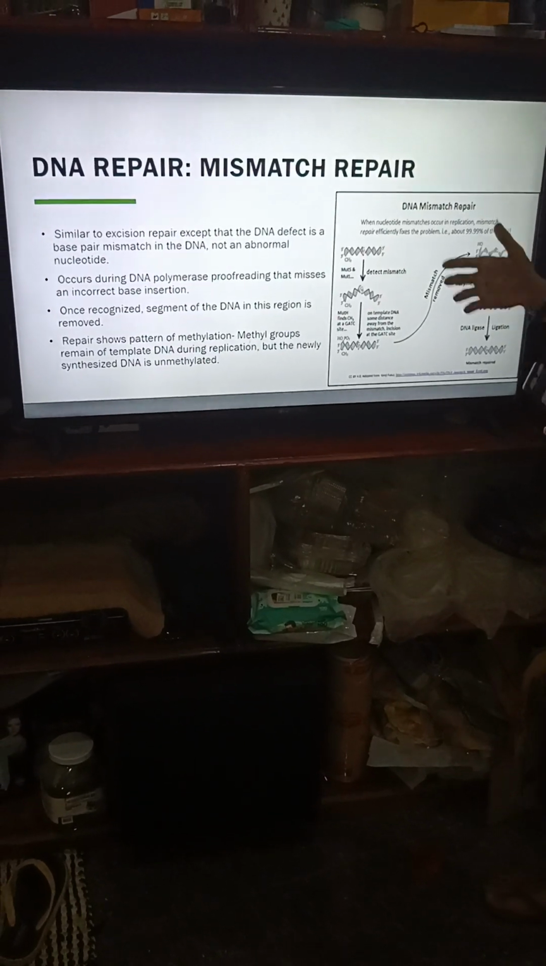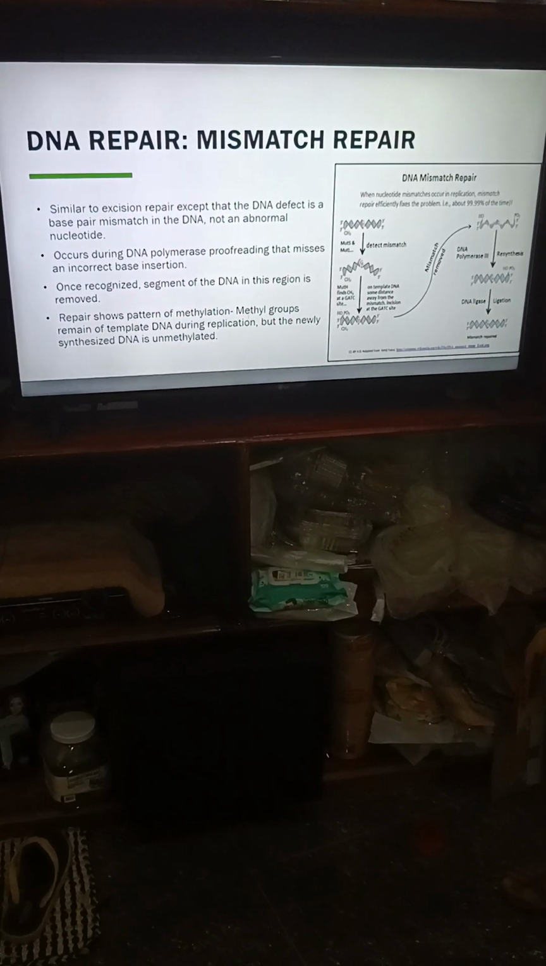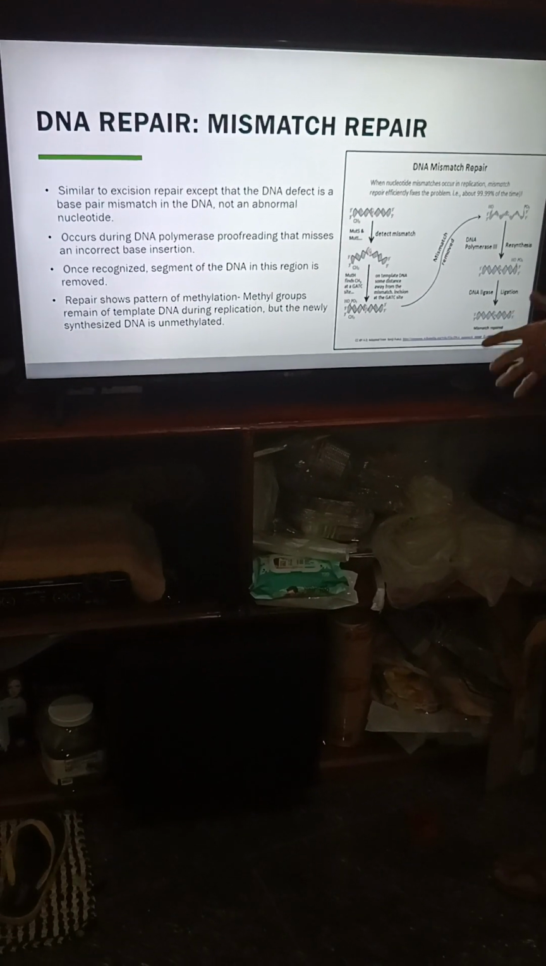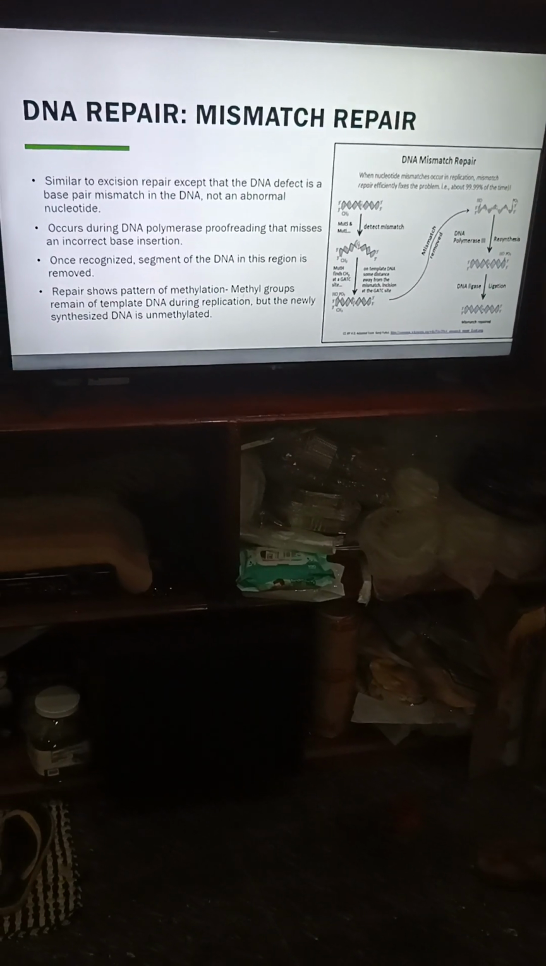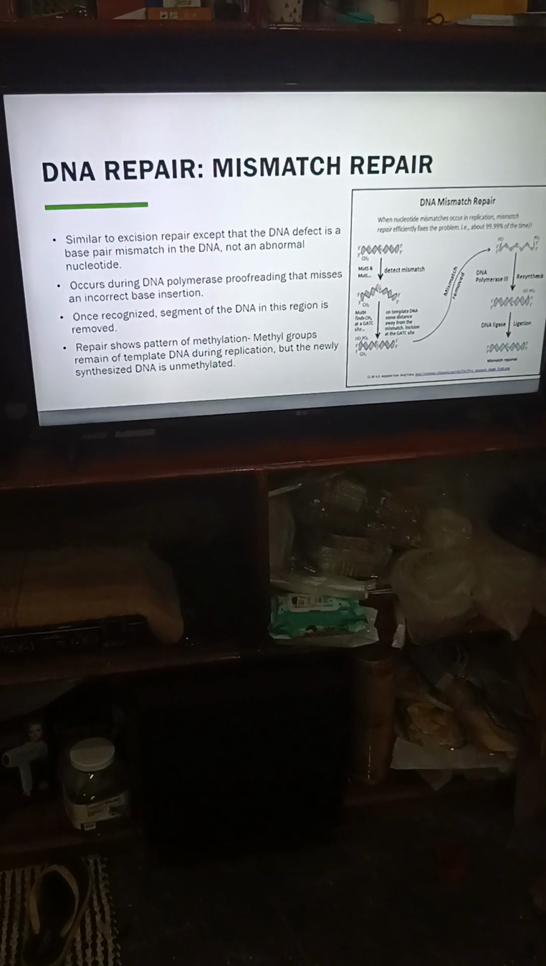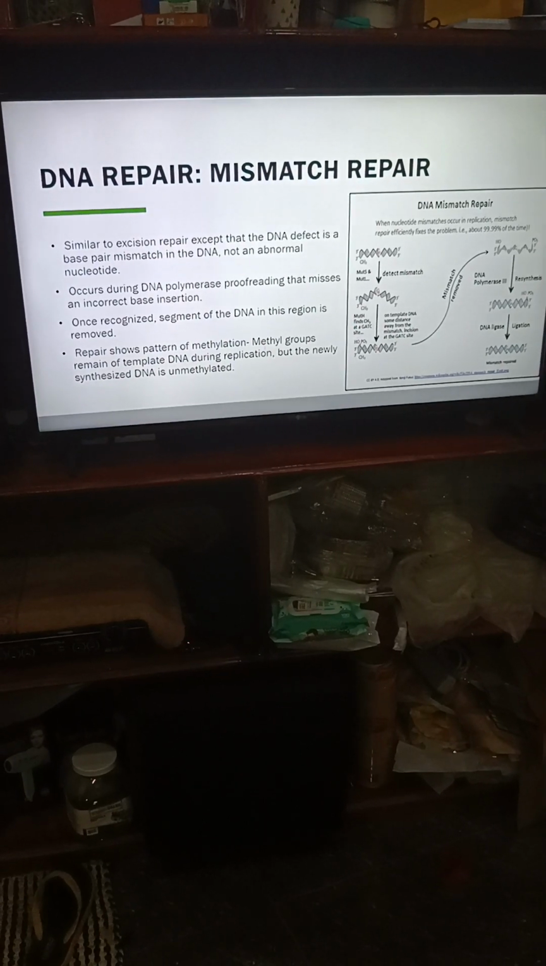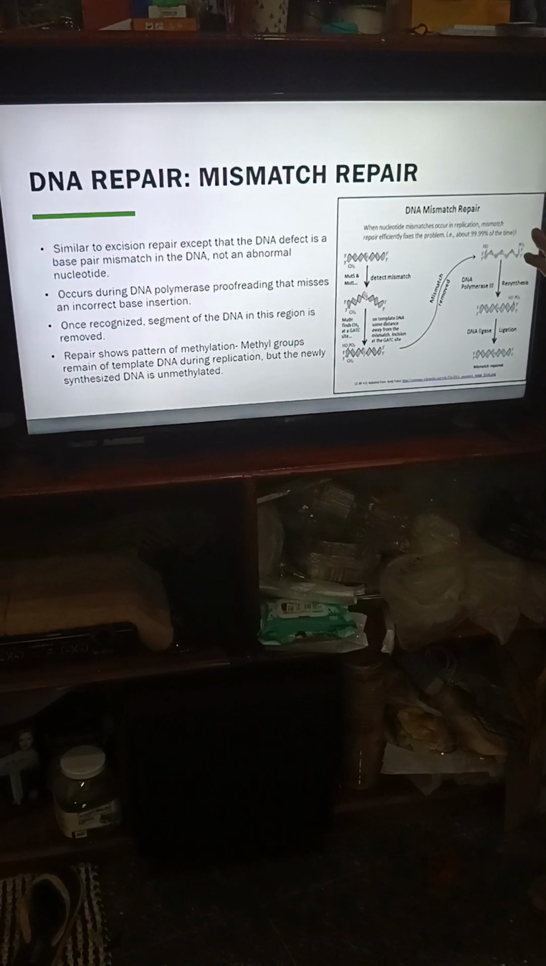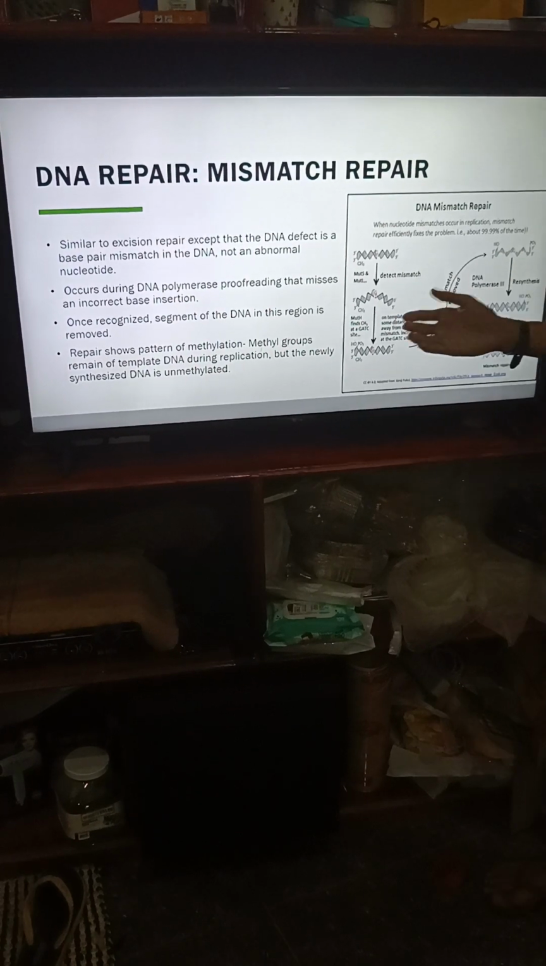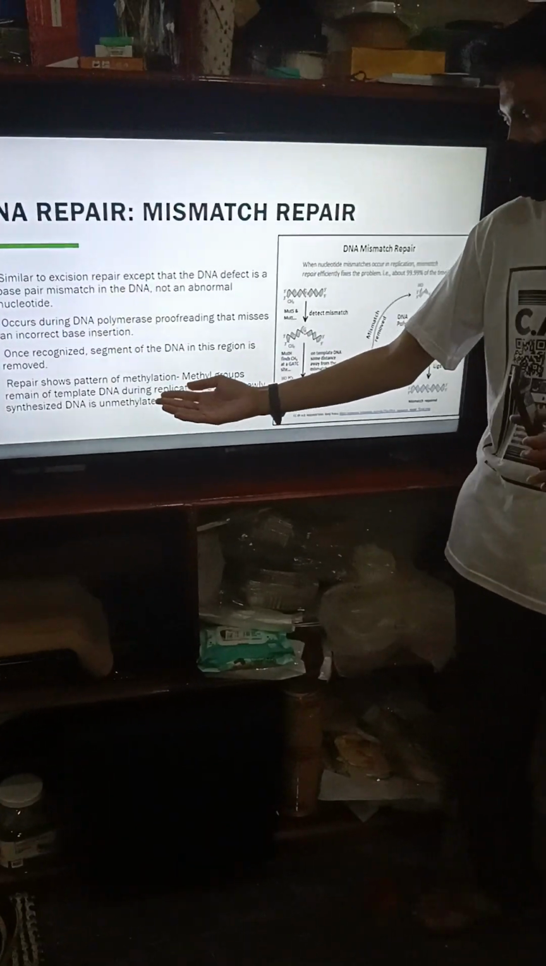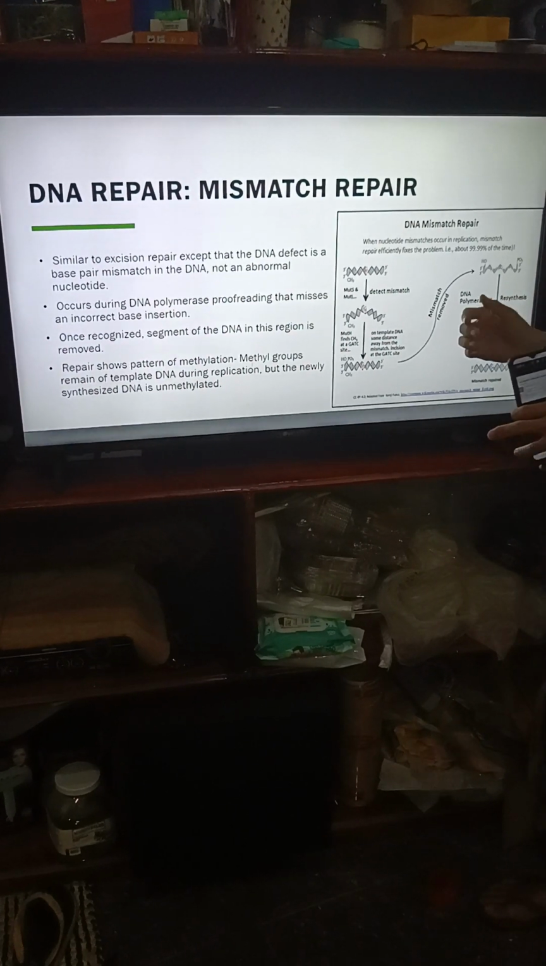The next mechanism is the mismatch repair. It is similar to excision repair, except the DNA defect is a base pair mismatch in the DNA, not an abnormal nucleotide, and occurs when DNA polymerase proofreading misses an incorrect base insertion. And once recognized, a segment of the DNA in this region is removed, and repair uses the pattern of methylation, where methyl groups remain on the template DNA during replication, but the newly synthesized DNA is unmethylated.